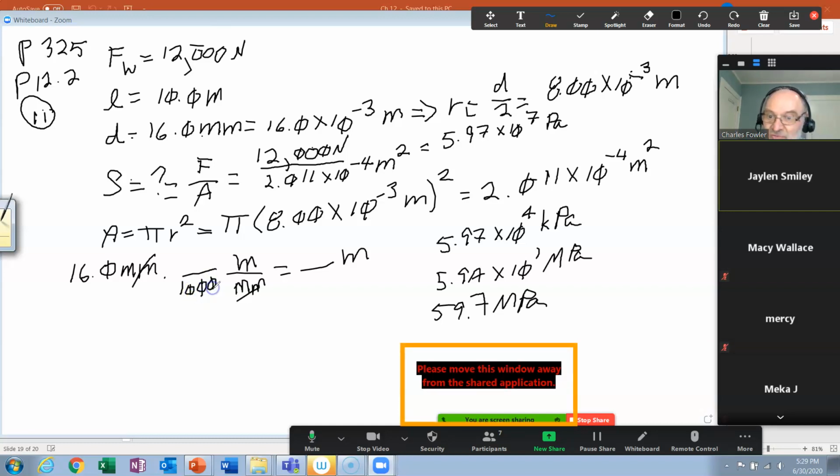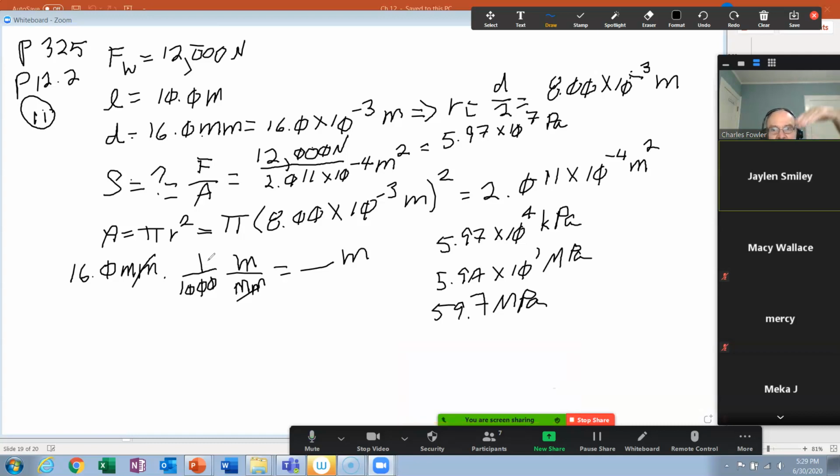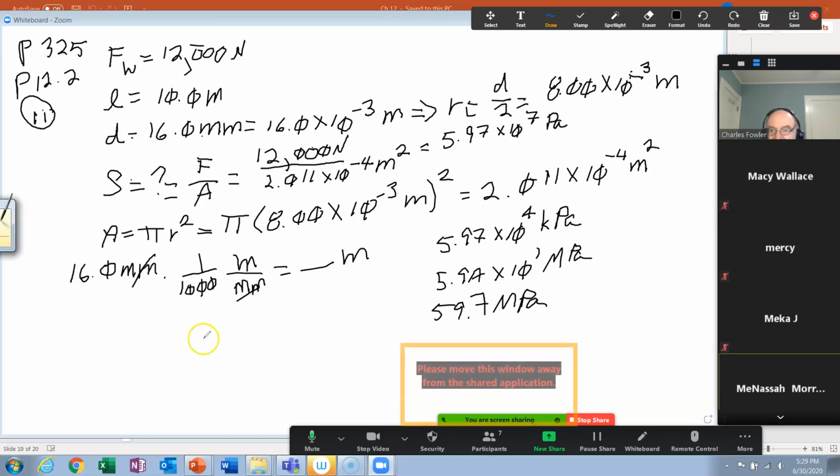Milli means 1,000ths. So that's why it's on the bottom, 1,000ths of a meter. 1,000 millimeters is in 1 meter, just like 1,000 meters is in 1 kilometer. The millis and the kilos mean 1,000. Millis are the smaller, kilos are the bigger. Now, when you divide by 1,000, here's 2 ways you can do it. 1 over 1,000 means 10 to the minus 3, because if you move your decimal 3 places over, that's 10 to the minus 3.